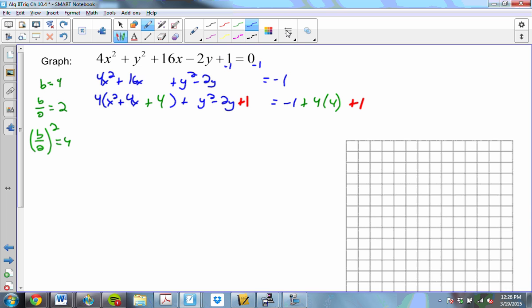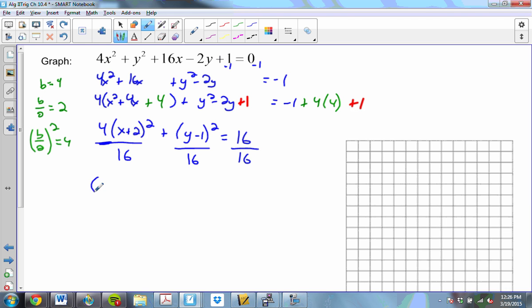This now gives me, as I complete the square, 4 times (x plus 2) squared plus (y minus 1) squared equals 16. Now to have an ellipse, I need it to be equal to 1. So I'll divide everything by this coefficient here, that number 16. When I do that, I'm just going to reduce. So 4 over 16 just becomes 1 over 4. So it's (x plus 2) squared over 4 plus (y minus 1) squared over 16 equals 1.